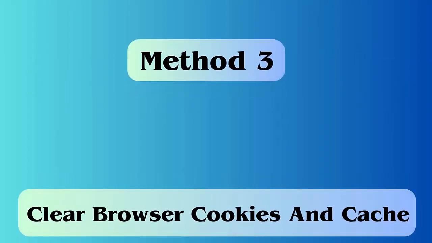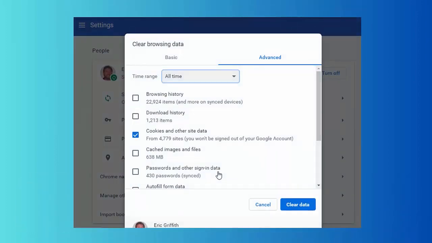Method 3. Clear browser cookies and cache. First, open web browser, tap on settings. Search for privacy and security. Look for clear browsing data, cookies, and cached images and files option. Finally, choose as per required, tap on clear data.